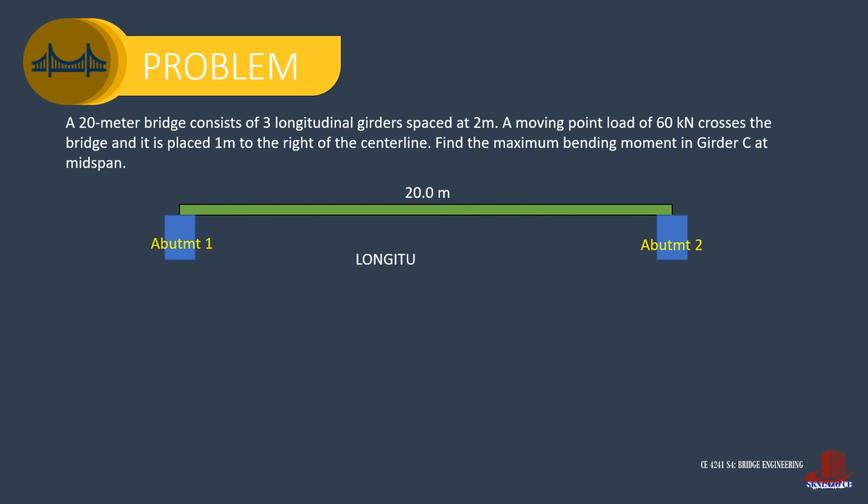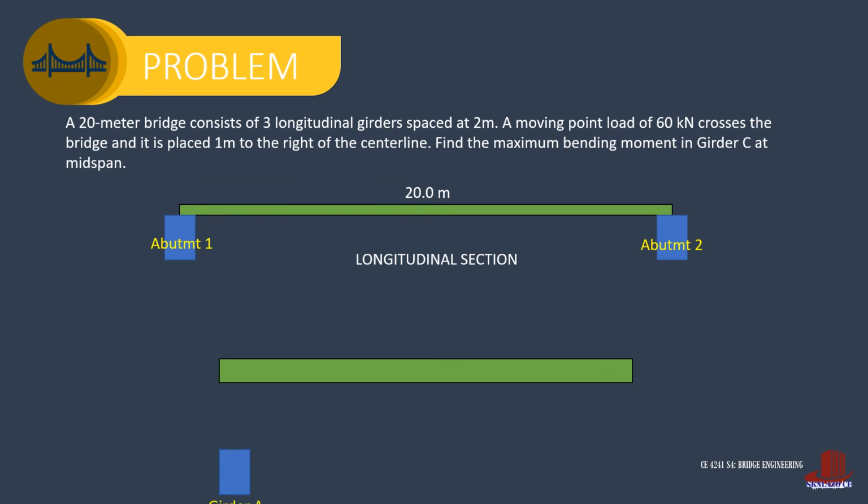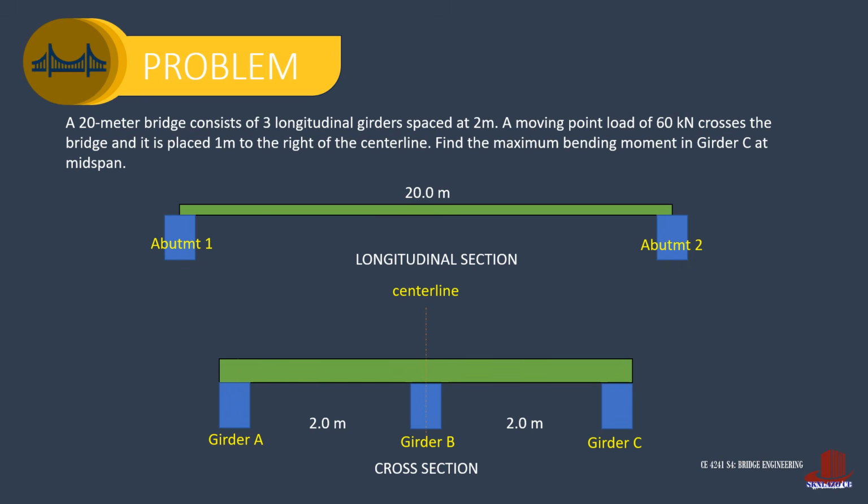Illustrating the data provided, the simple span bridge is 20 meters. The cross-section shows the three girders A, B, and C, and they are spaced at 2 meters. Taking into account the locations, the center line is aligned with girder B, locating girder A at -2 and girder C at +2 meters. The load, as stated in the premise, is placed 1 meter to the right of the center line.